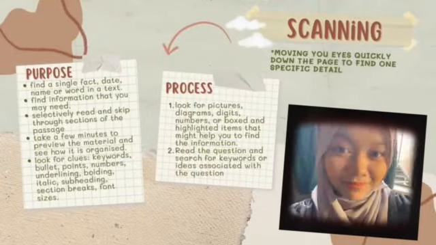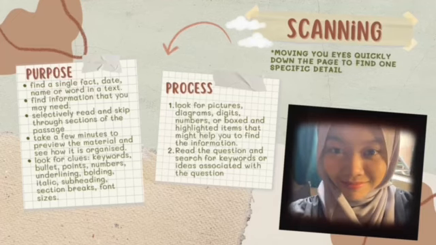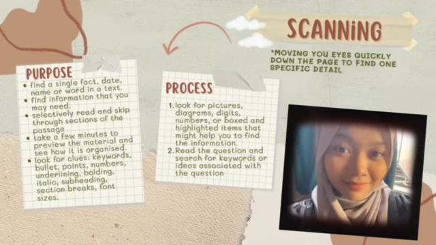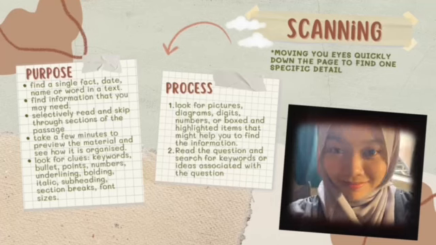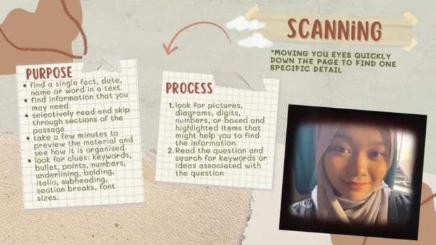Now, I will explain about scanning. Scanning is a reading technique that helps us find specific details quickly by moving our eyes down the page without reading everything. First, under purpose. Scanning is useful when we need to find a single fact, name, date, or specific word in a text. It also helps in locating information efficiently without reading every word. This technique allows us to preview how the material is organized and use clues like bullet points, bold, italic, or headings to find key details.